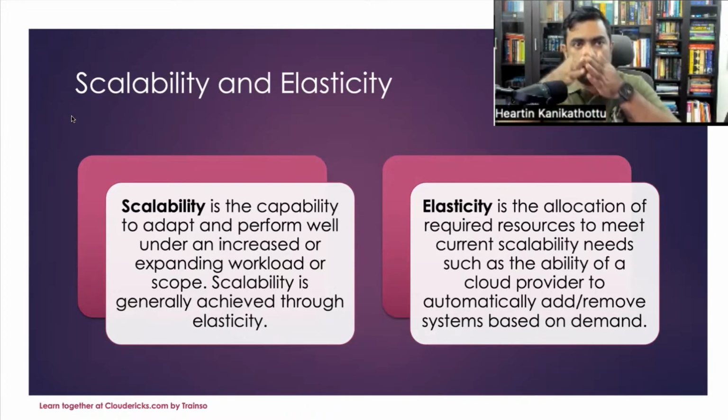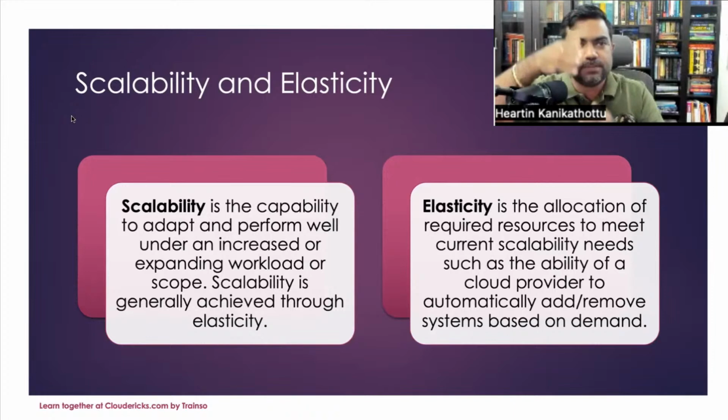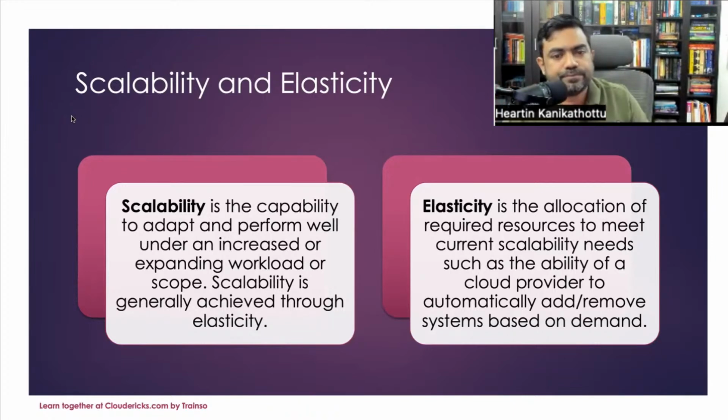Clear? So horizontal means adding more machines, and vertical means upgrading the machine. So scalability, you understand, right? So elasticity is that ability of your cloud provider to actually add these 500 machines based on the load.